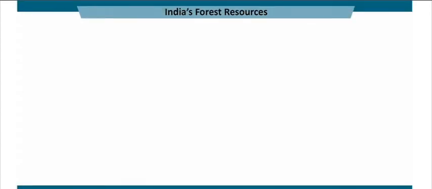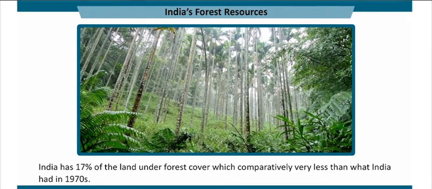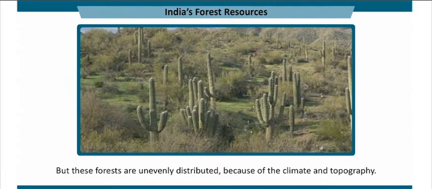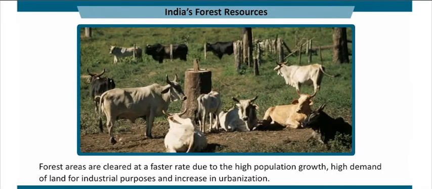India's forest resources. India has 17% of forest cover land, 64 million hectares, which is comparatively very less than what India had in the 1970s. India has a wide variety of forests, starting from evergreen trees to thorny shrubs. But these forests are unevenly distributed because of the climate and topography. Forest areas are cleared at a faster rate due to the high population growth, high demand of land for industrial purposes and increase in urbanization.